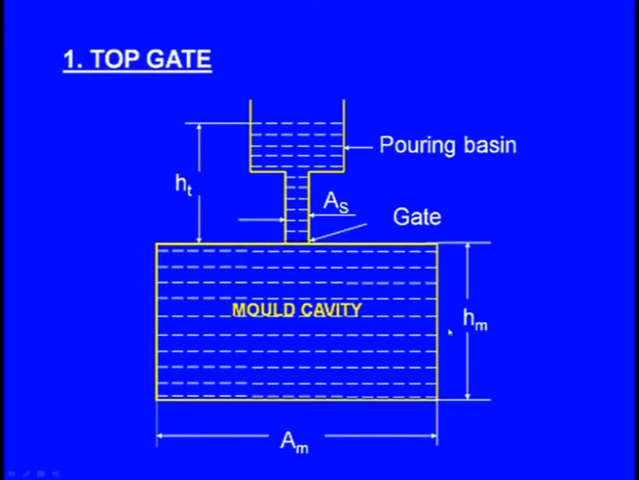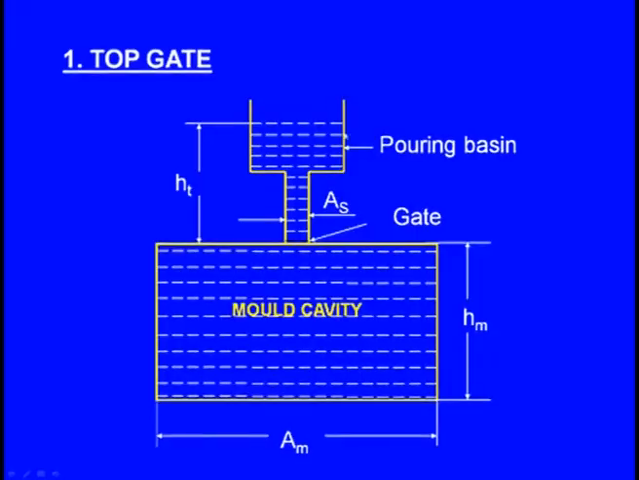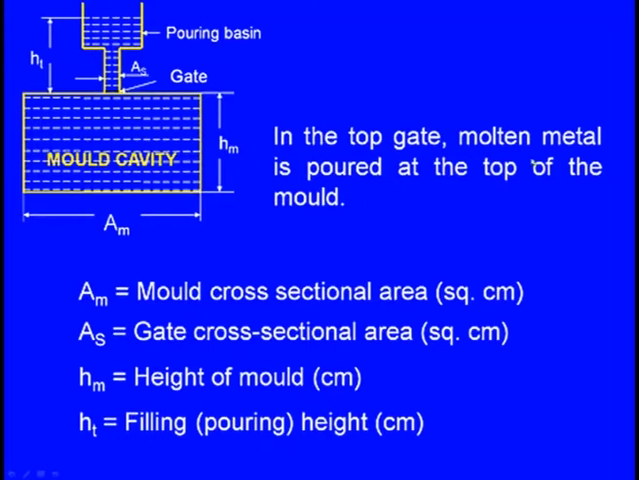Now, you can see here, this is the mould cavity and this is the pouring basin and this is the sprue. Here we pour the molten metal through this way. Initially, the molten metal fills the pouring basin and it passes through the sprue, and this is the choke and this is also the gate. Then it enters into the mould cavity from the top surface of the mould cavity, that is why it is known as the top gate. In the top gate, the molten metal is poured at the top of the mould.